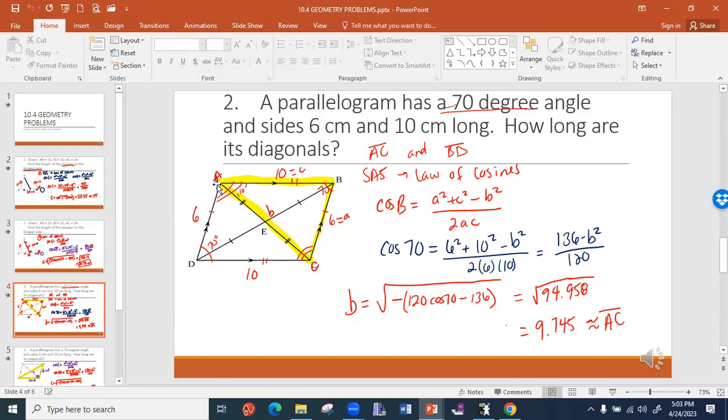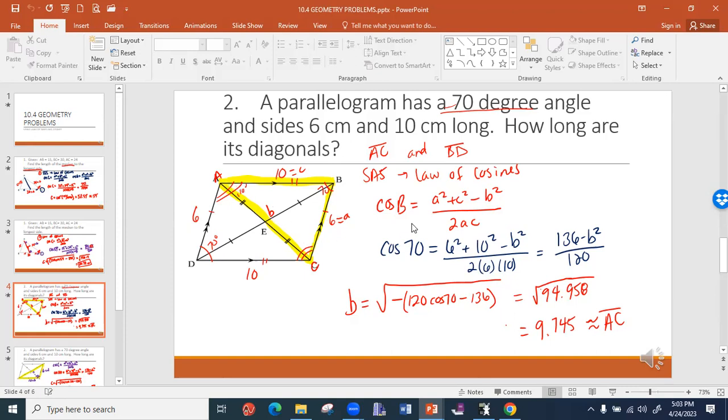Okay, so I'm going to find the first diagonal. I'm going to find AC first, and then we'll find BD. So I have a side-angle-side situation. And how do I know I have a side-angle-side situation? Because if you look at this triangle, I know this side, its included angle, and this side. So side-angle-side lets me know that I'm going to be using the law of cosines. I have angle B, and I'm looking for side b, which would be my diagonal here.